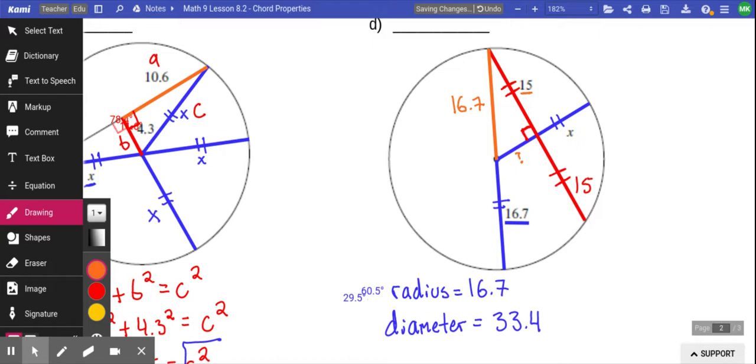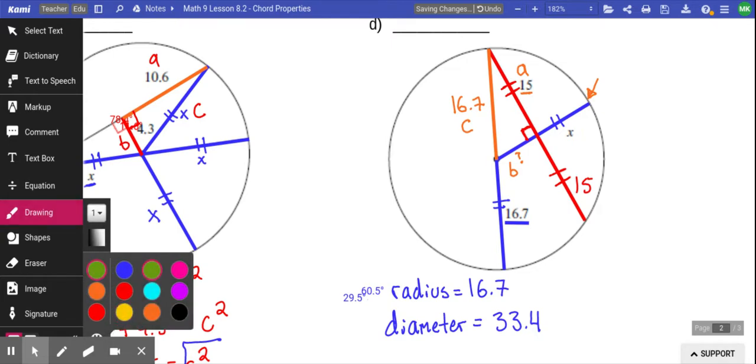I'm going to call this missing side B. The hypotenuse in this case is across from the 90, so that's 16.7 is C, and this other side is A. I'm going to go ahead and calculate B. The reason I'm going to calculate B is because then I would know part of this radius. And if I know this part of the radius, which I'll highlight in green, if I can figure out this part of the radius, then I should be able to find the missing side of the radius, which is the x value.